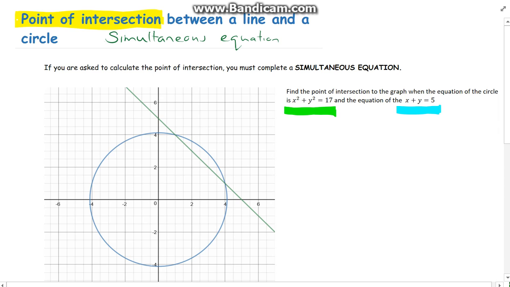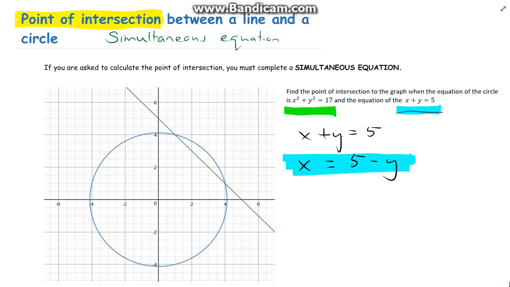You'll find the point of intersection between a line and a circle is conducted in the exact same way as the point of intersection between a line and a quadratic. So you should know the steps off by heart. The first thing you do is pick your linear, so the blue one in this case, x plus y equals 5, and you get it in terms of x or y. We'll get it in terms of x, so x is equal to 5 minus y.